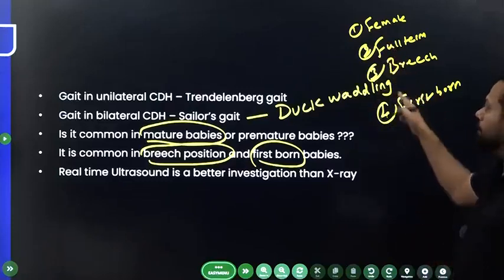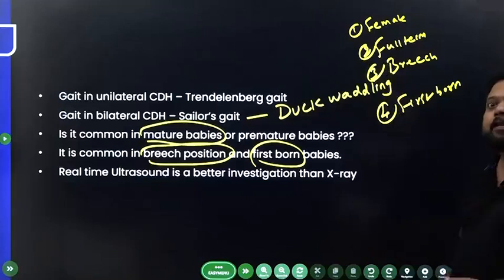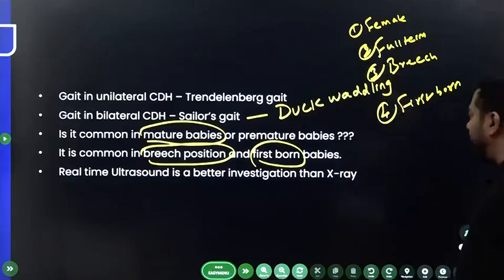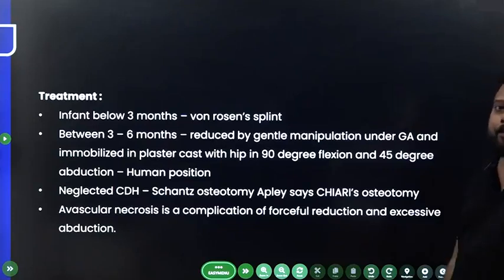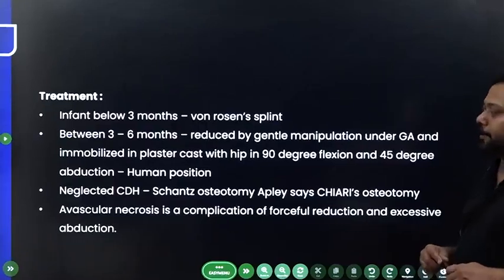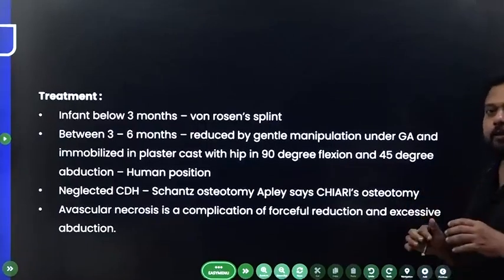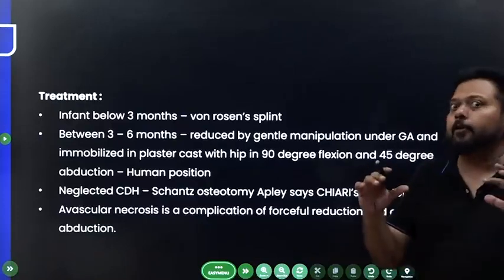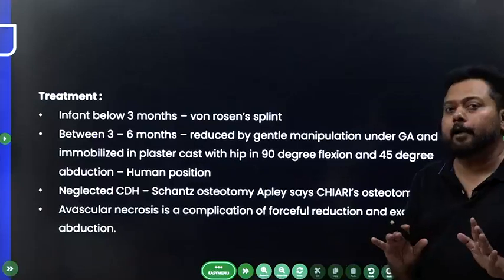And all these points have been asked in the entrance. The investigation of choice is a real-time ultrasound. Ultrasound is a better investigation. If the baby is below 3 months, put the baby on a Von Rosen splint. That is the treatment. If it is 3 to 6 months, reduce by gentle manipulation under general anesthesia. Reduce it. I told you how to reduce. That is Ortolani test. Abduct and internally rotate. The hip will get reduced.